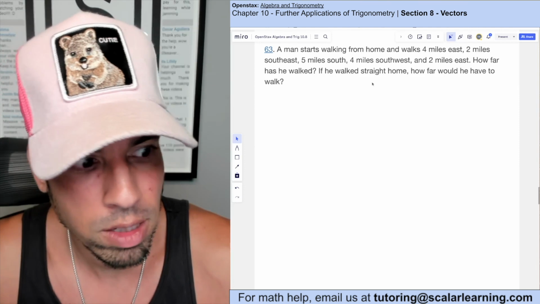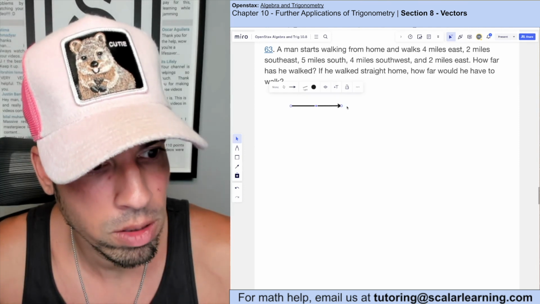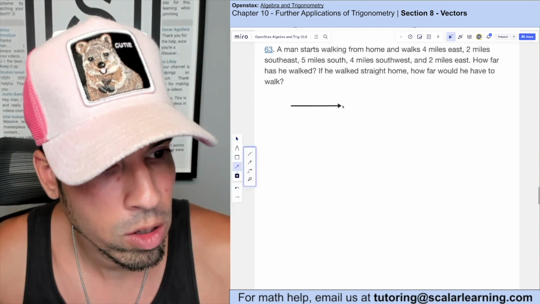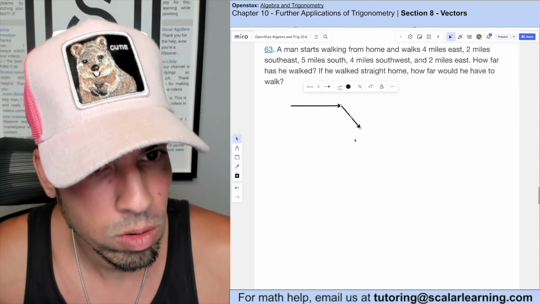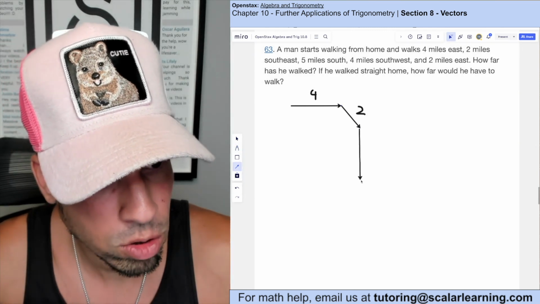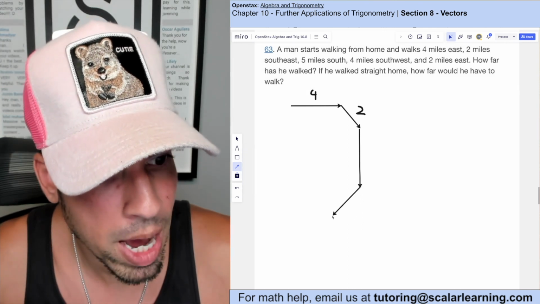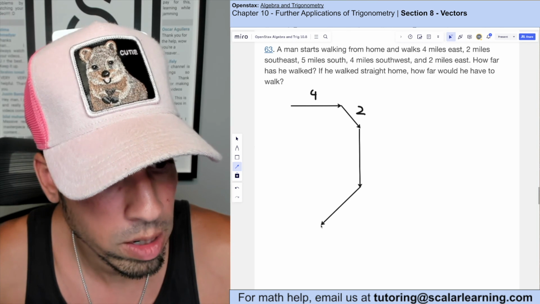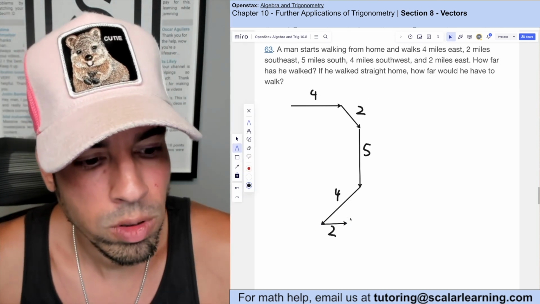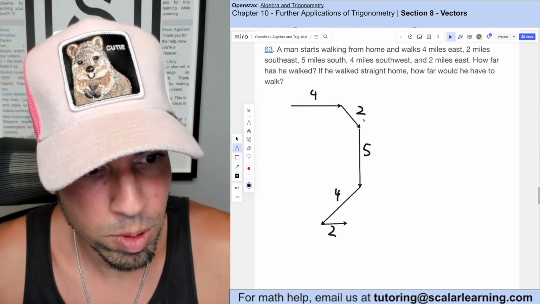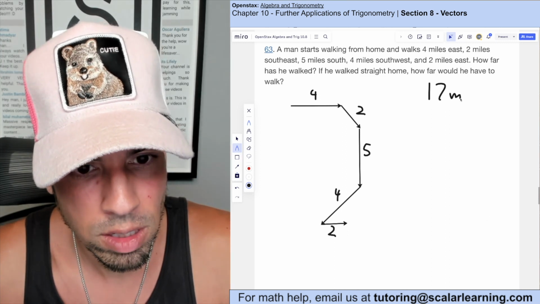First, let's plot this out as it's being described. We're going to try and do this somewhat to scale. So 4 miles east, that's directly to the right, 2 miles southeast, so it would be right at that nice 45-degree angle. Then 5 miles straight south, so we're going straight down. Then 4 miles southwest, so that's coming back like so. And then finally 2 miles east like so. For the total distance walked, we just add these up: 4 plus 2 is 6, plus 5 is 11, plus 4 is 15, plus 2 is 17 miles.